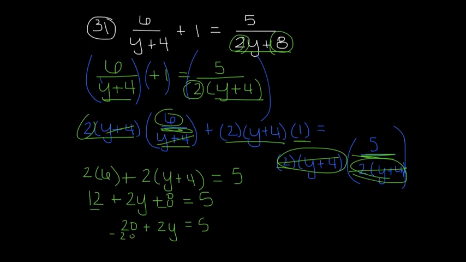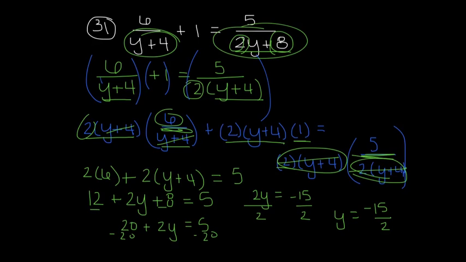minus the 20 from both sides. I get 2y equals negative 15. Divide both sides by 2, and I get y equals negative 15 halves. If we check that, we can see that that is not going to put a 0 in the denominator of these fractions, so negative 15 halves is my solution.